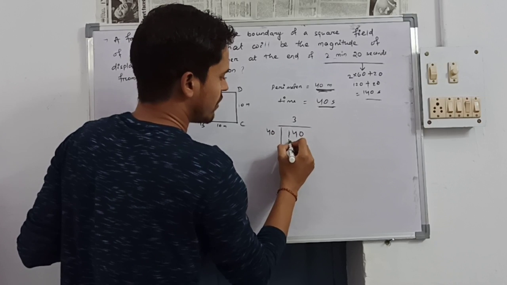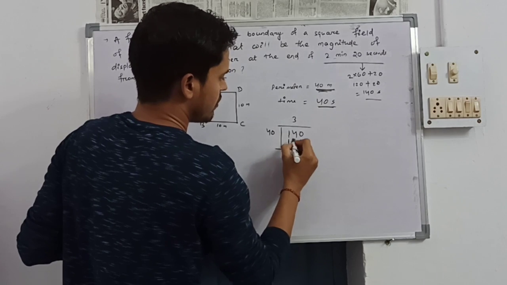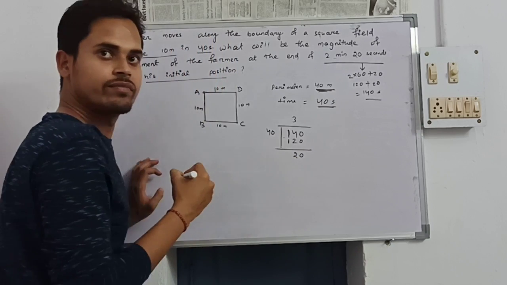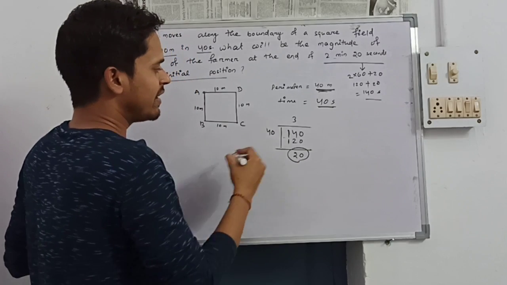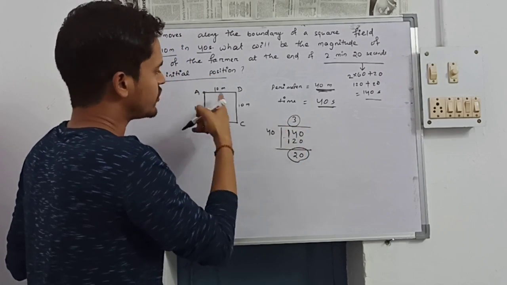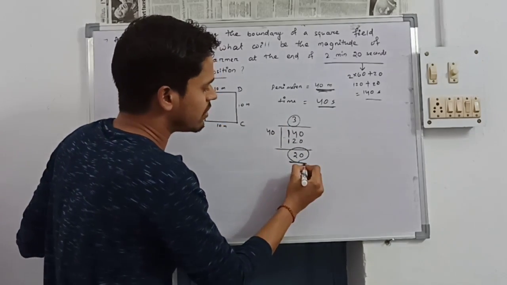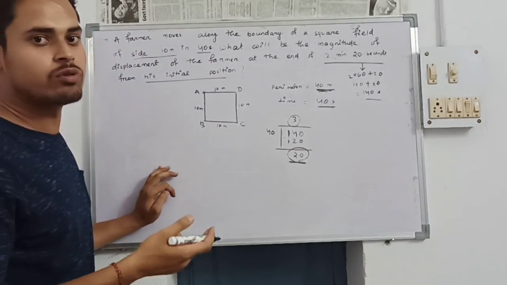40 times 3 is 120, and minus, it is 20. Okay, so you are finding the remainder 20. Means 3 times he is doing the revolution around the field and 3 times he is making the displacement 0. Then another 20 meter, after traveling another 20 meter, what will be the displacement we have to find.